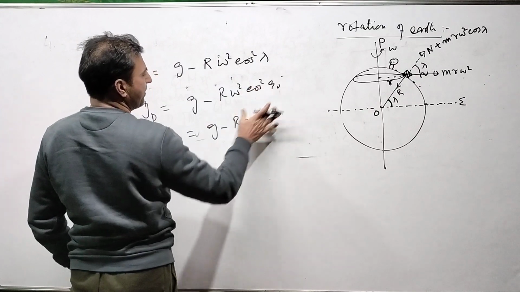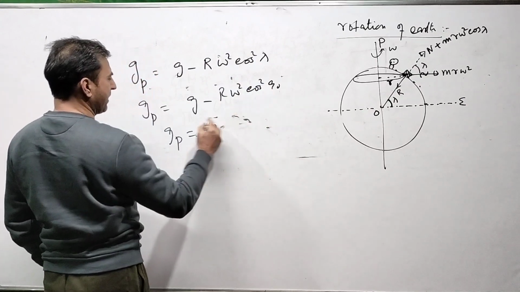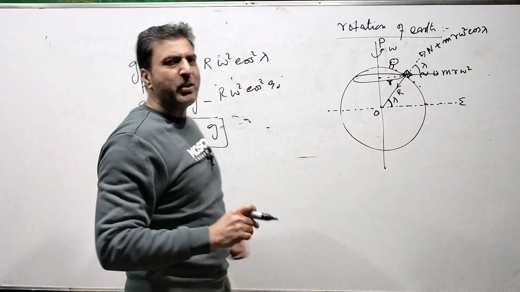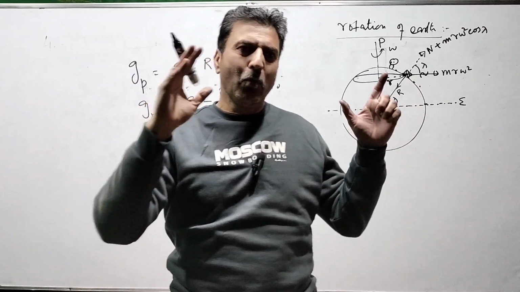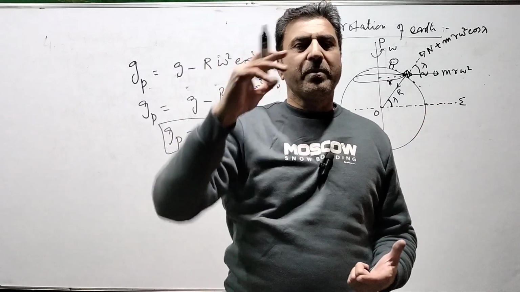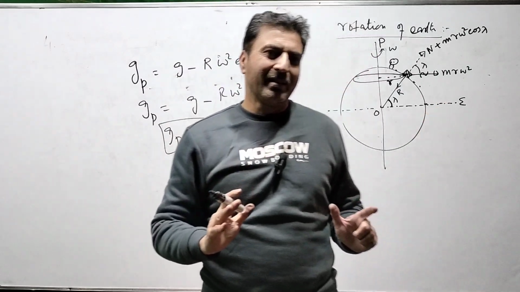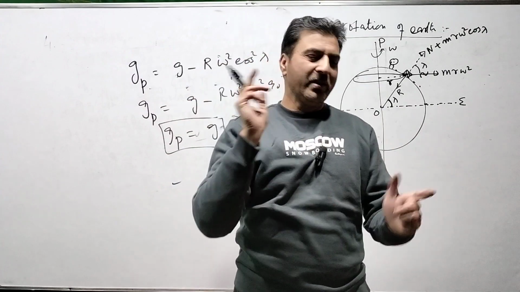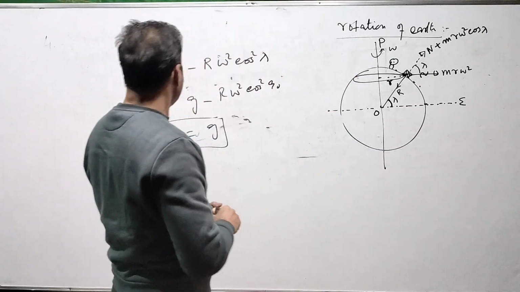Sorry, cos square 90 is 0. So no effect. There is no effect on the acceleration due to gravity at the pole, because rotation will have no effect, because at the top the object no longer moves in a circle. It spins there at the top, but it does not move in a circle. Okay.